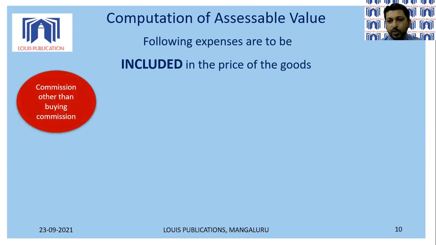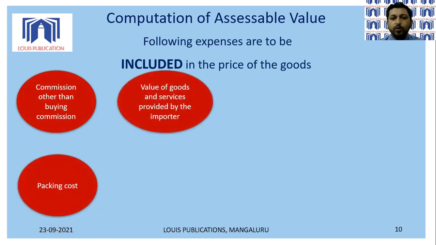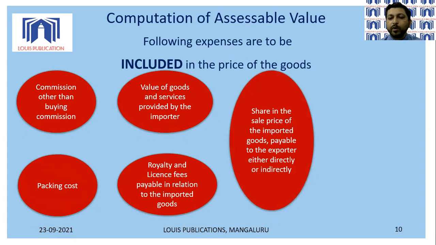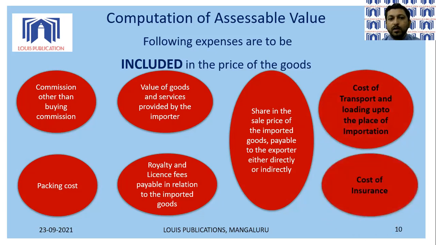Commission other than buying commission is one criterion. Then we have packing cost, value of goods and services provided by the importer, royalty and license fees payable in relation to the imported goods. Then we talk about share in the sale price of the imported goods payable to the exporter, either directly or indirectly. Then the last 2 very important ones: cost of transport and loading up to the place of importation, and finally, the cost of insurance. So we need to understand each of the 7 points to find the assessable value. Let's look at each of the items one by one.